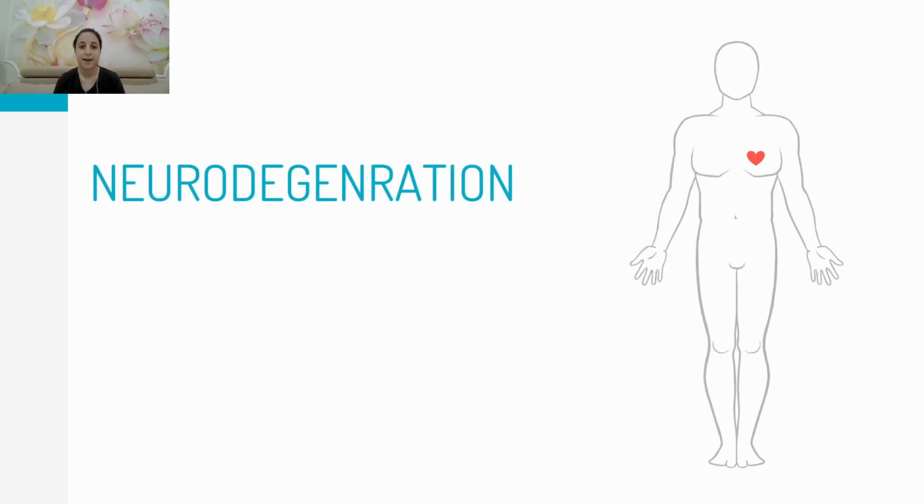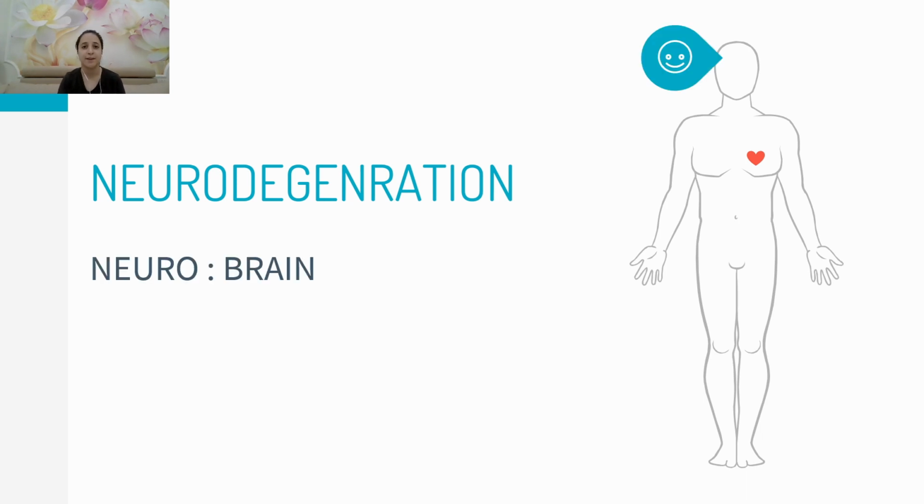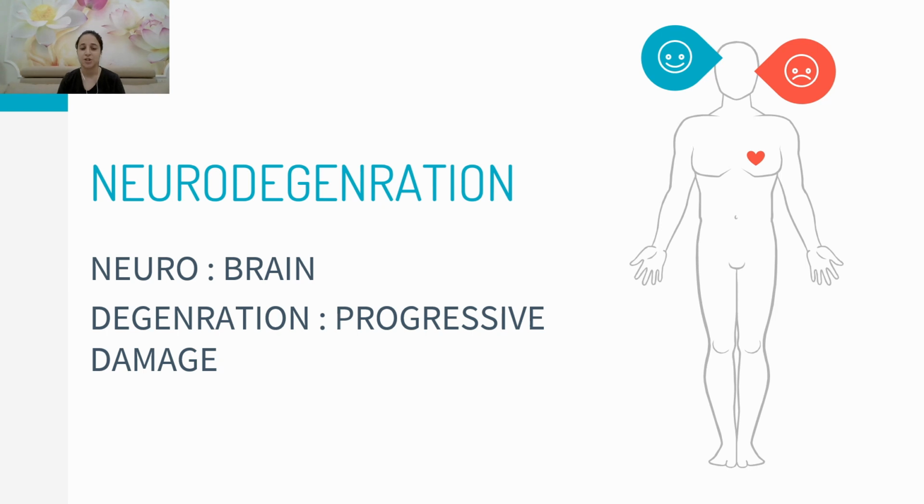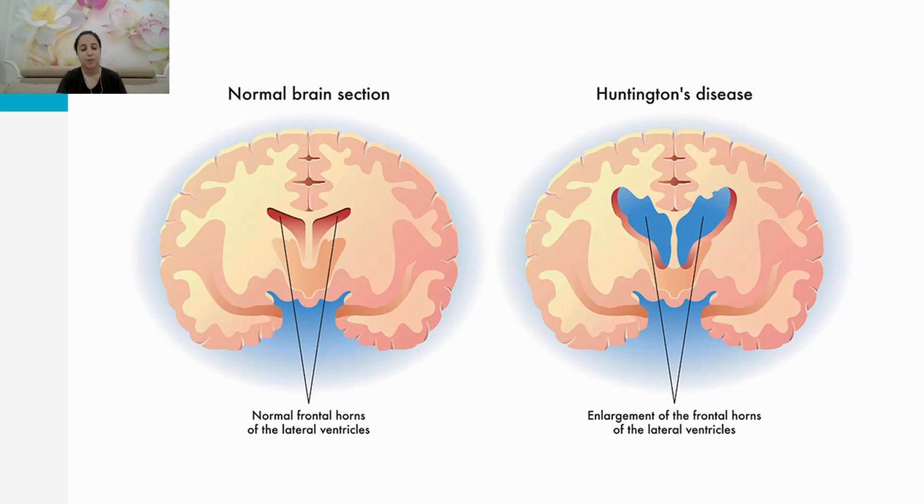So let's now understand what's neurodegeneration. This word comes from the combination of two separate terms. The first being neuro, which means brain, and the second being degeneration, which means progressive damage. So in Huntington's disease, you might observe progressive damage to the brain cells. It will be clearer from this picture right here.